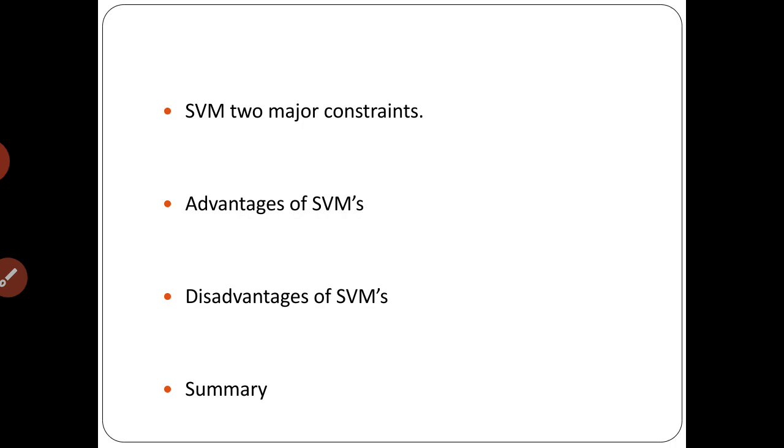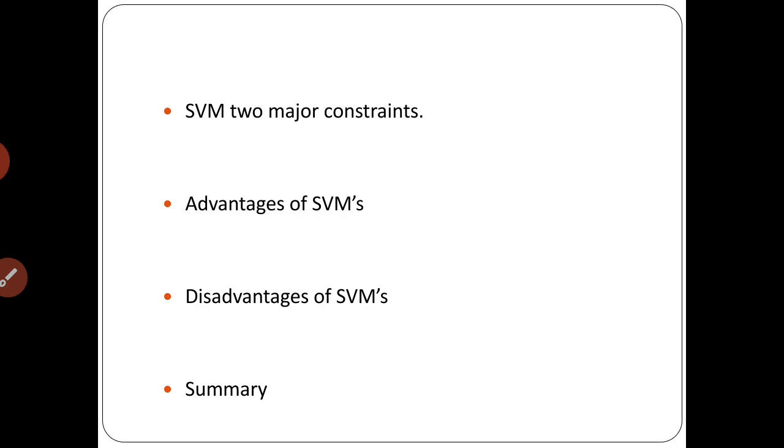And it uses a subset of the training points in the decision function, nothing but the support vectors. Support vectors are the data points separated with the help of the hyperplanes. So it is also more memory efficient here. These are all the advantages of the SVMs, and there are some disadvantages also.